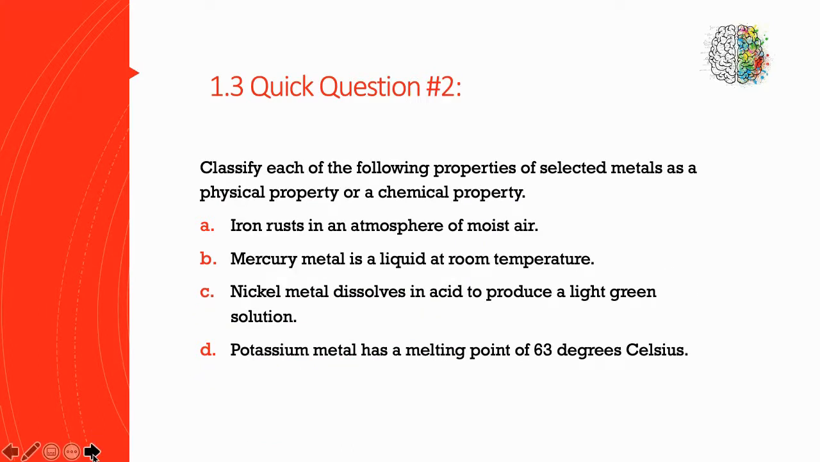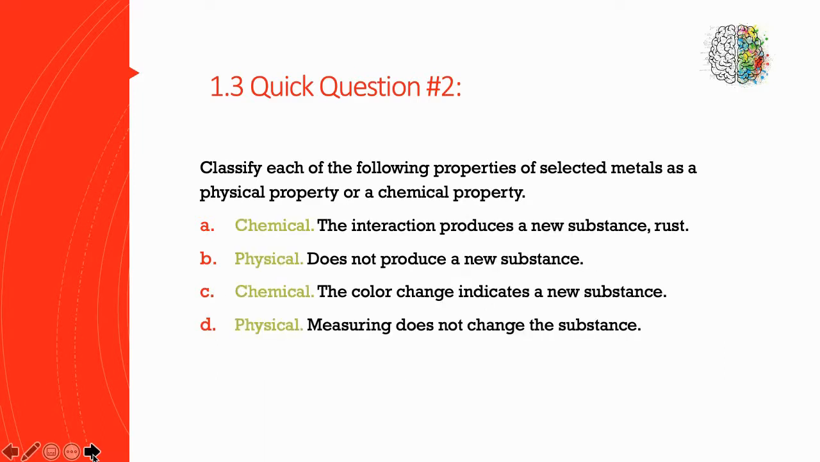All right, let's look at the next one. Classify each of the following properties of metals as a physical or chemical property. So it's going to give you a property, list it as physical or chemical. All right. So the first one said iron rusts in the atmosphere of moist air. The fact that it changes from that silvery color of iron to that red rusty color should let you know that probably a change has taken place here. So this is a chemical reaction that has occurred.